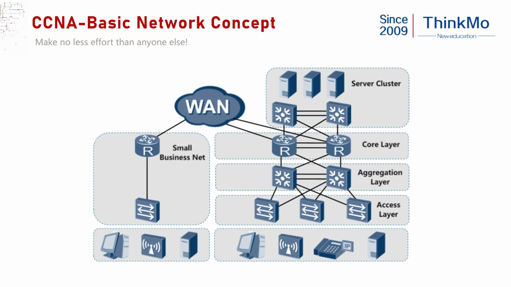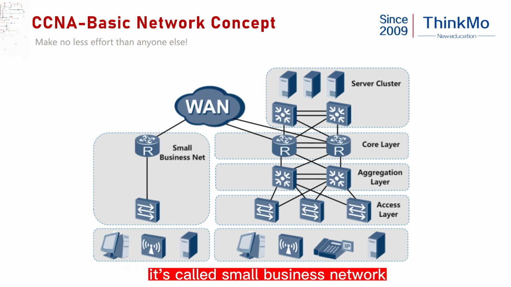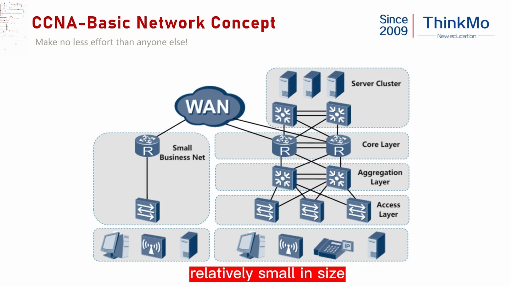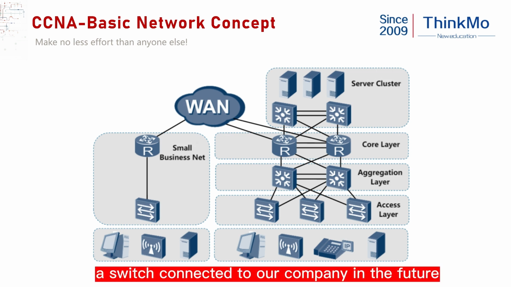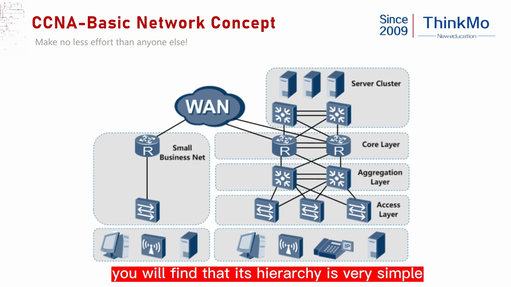Let's just say, for the left, we can see that it is marked very clearly. It's called small business network. What is a small business network? Relatively small in size. What's down there? For example, a normal PC, a wireless device, a server or a PC desktop. Let's just assume it's the server. A switch connected to our company in the future, switch to router, router to WAN, the operator. Relatively speaking, you will find that its hierarchy is very simple.